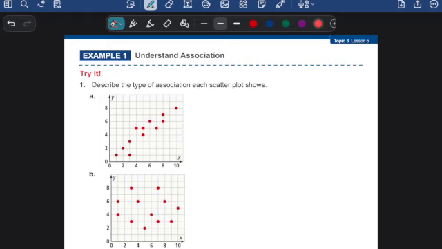So it's either positive, negative association, or no association. So again, let's look. What's the general trend? If I'm going to estimate a line through the data, I can see that it has a positive slope. So part A is a positive association, and it's linear, okay, because we can make a straight line.